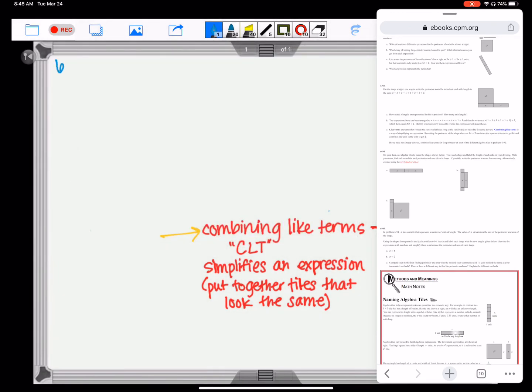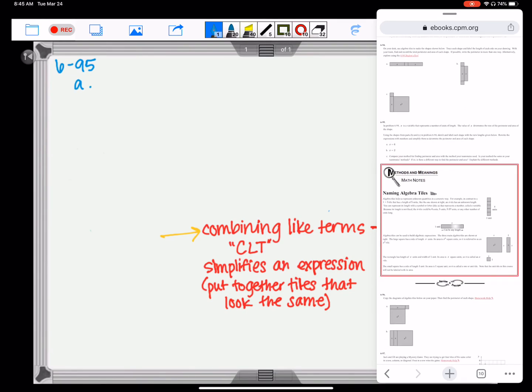Okay, so this is 6-95. We're going to look at problem A. So over here on CPM, we're looking at this problem, which says in problem 6-94, X is a variable that represents a number of units of length. The value of X determines the size of the perimeter and the area of the shape. So we're going to use what we did in 6-94, and we're going to substitute a value for X. So this time we're actually going to get a number for our perimeter.